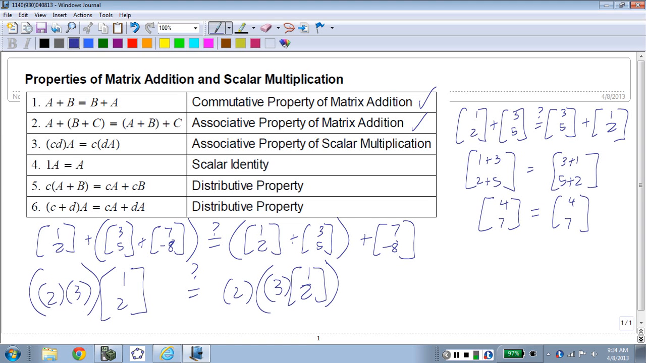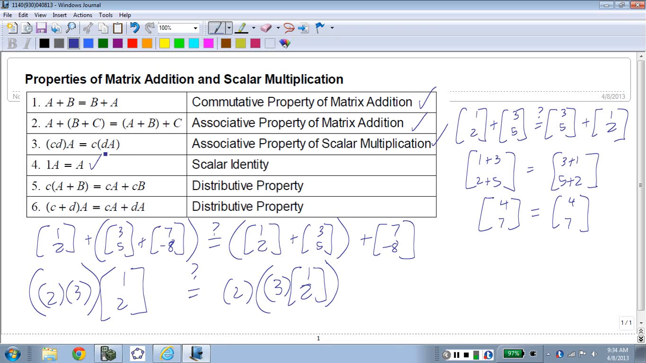Multiply the 2 and 3 and get 6, and then multiply 6 by each entry, and we get the matrix whose entries are 6, 12. Here, multiply 3 by every entry in the matrix, and that gives us the matrix whose entries are 3, 6, and then multiply each of those by 2, and we get the same matrix, 6, 12. So we get this property, the associative property of scalar multiplication.